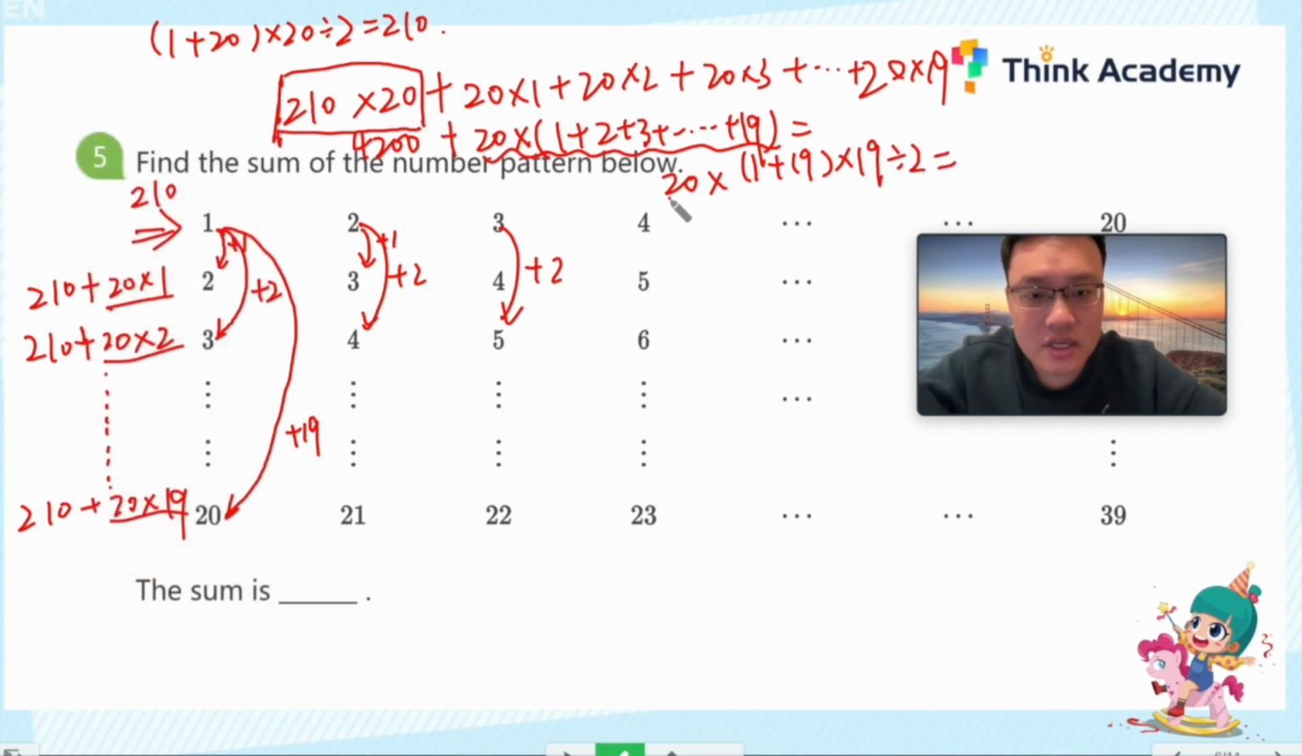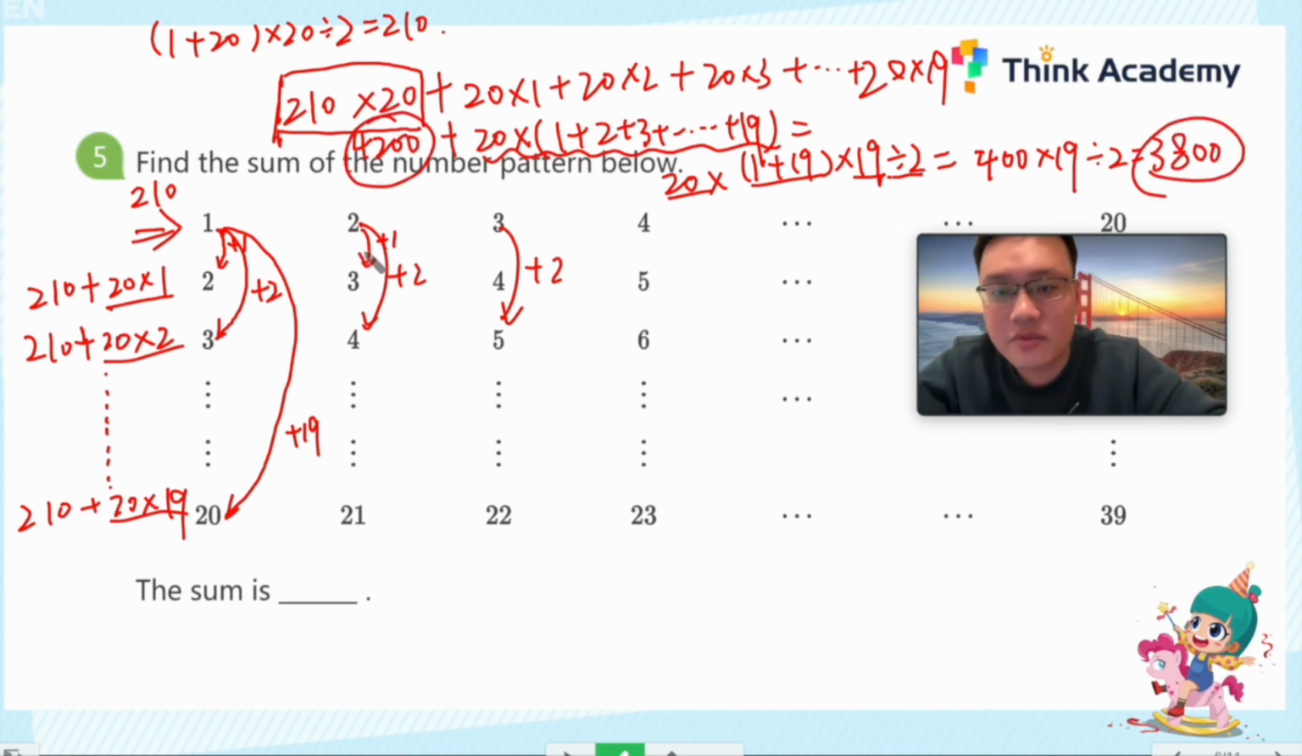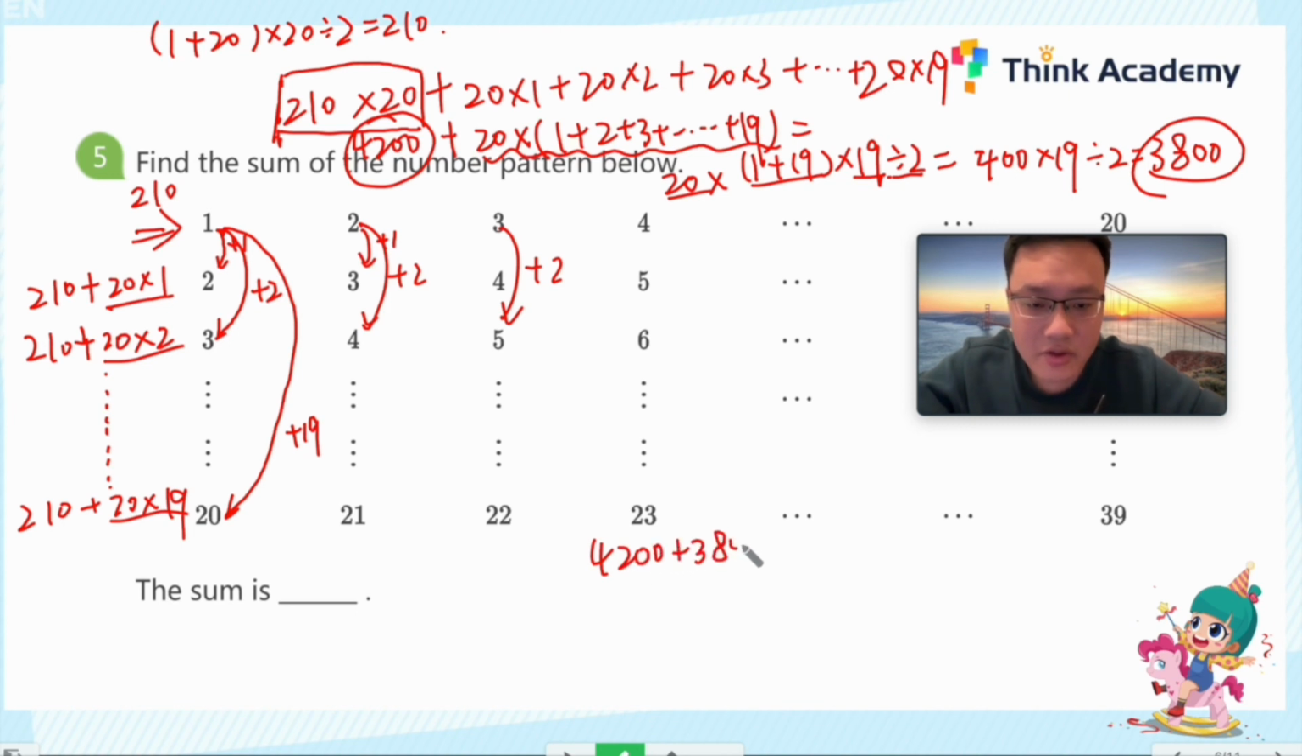That equals 20 times 19 times 20 divided by 2. So basically 20 times 20 is 400. 400 times 19 divided by 2 is 200 times 19, and that gives you 3,800. So this part is 3,800, and the first term is 4,200. You add them all together, 4,200 add 3,800 equals 8,000. That's the sum.